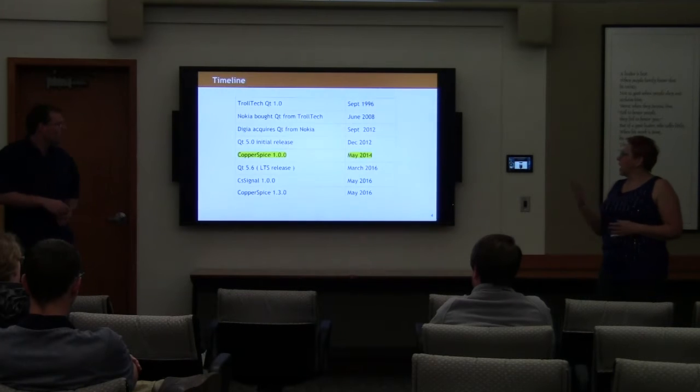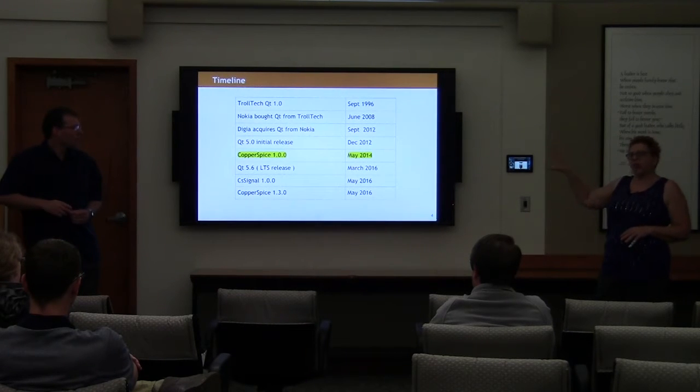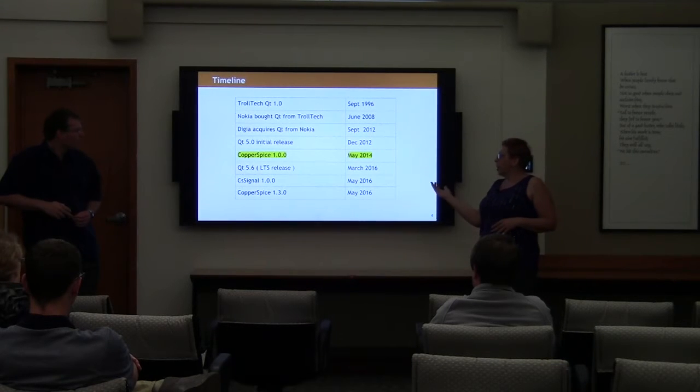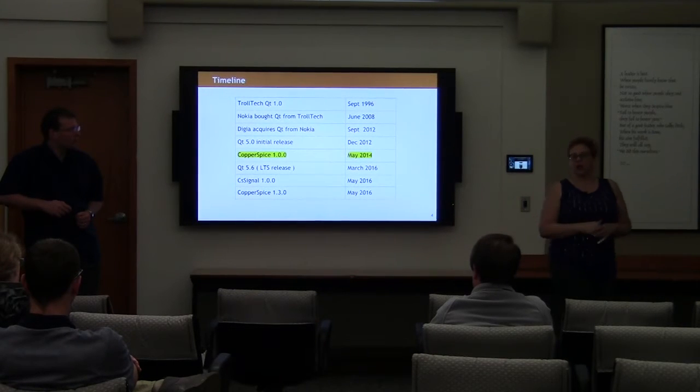A real quick timeline just to show you. We came out with our first version of CopperSpice 2 years ago. A couple days ago, we just uploaded version 1.3. We're introducing the signal library, which we're showing you today, and just as a reference of where Qt 5.6 is. Just a quick reference.